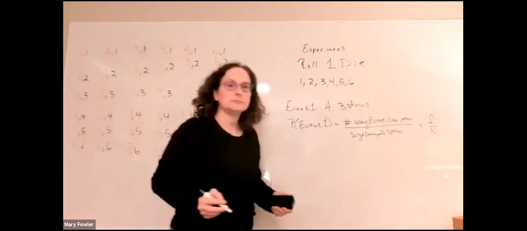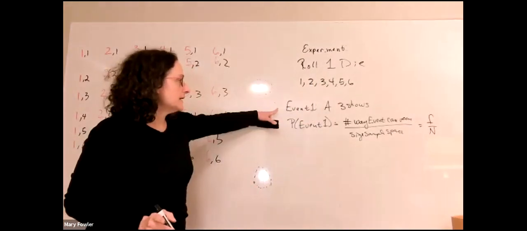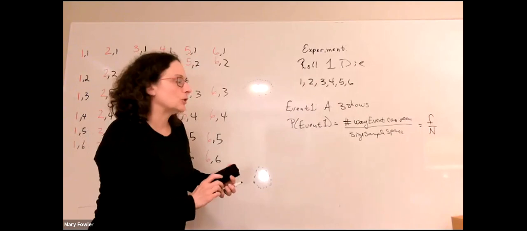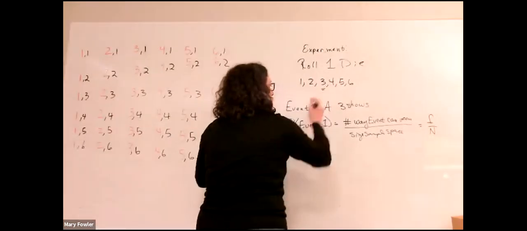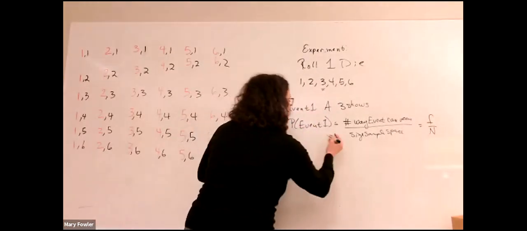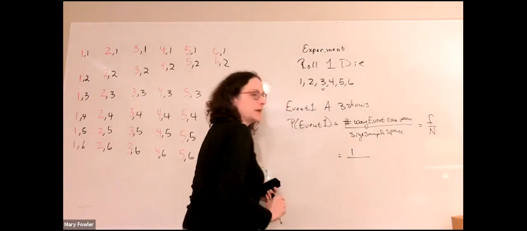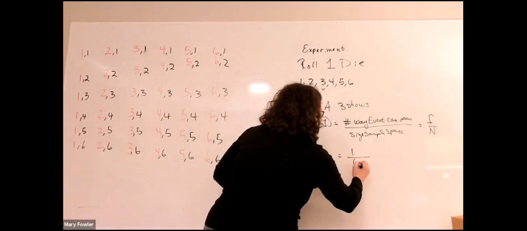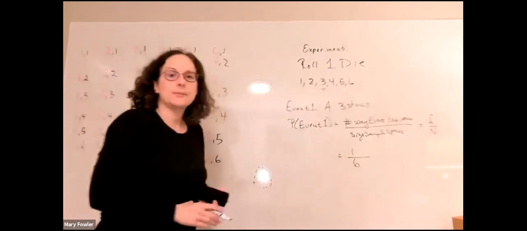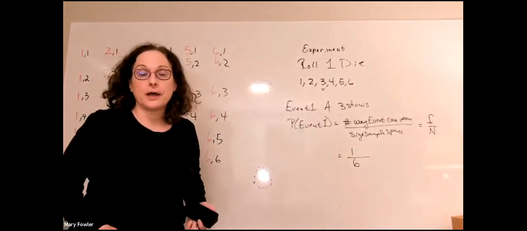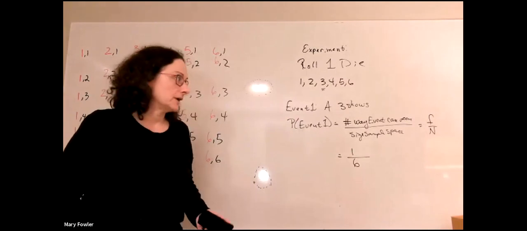In this case, there's only one way that 3 can occur. So the probability of event 1 is 1 over the size of the sample space, which is 6. That's the probability that if I roll a fair die, it shows a 3.